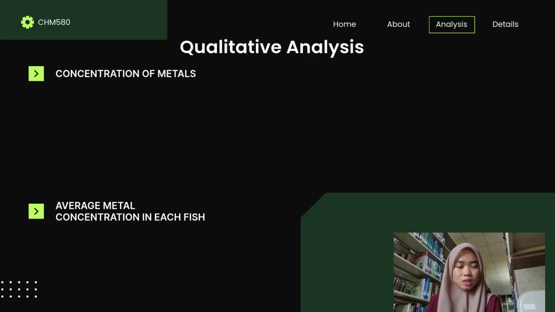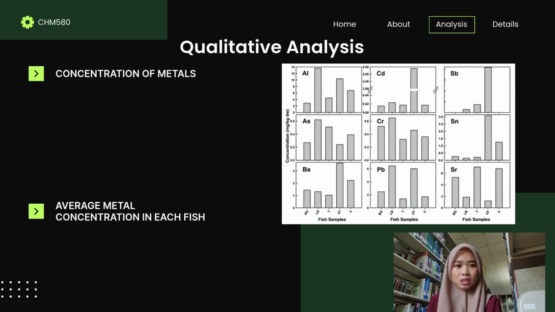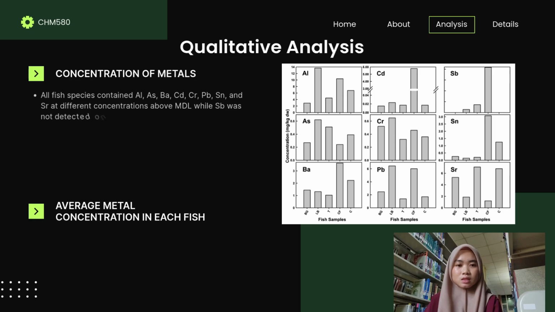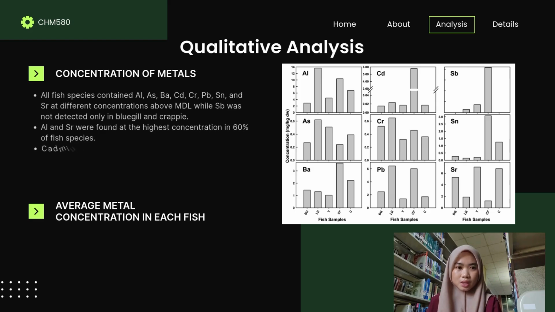Next, we move on to qualitative analysis. Levels of metals are also depicted in this bar chart. All fish contain aluminium, arsenic, barium, cadmium, chromium, lead, stannum, and strontium at different concentrations above the metal detection limit, while antimony was not detected only in bluegill and crappie.